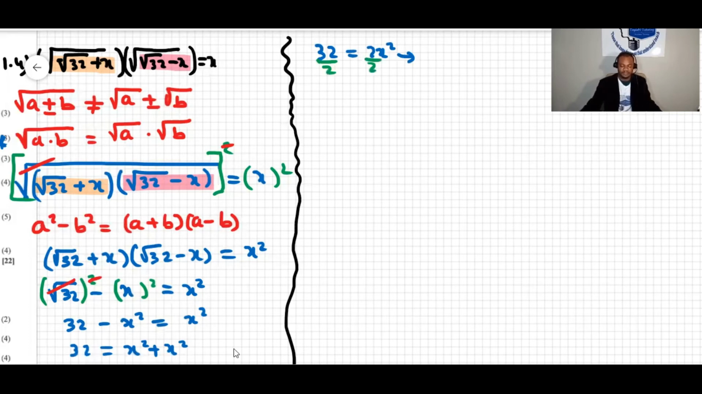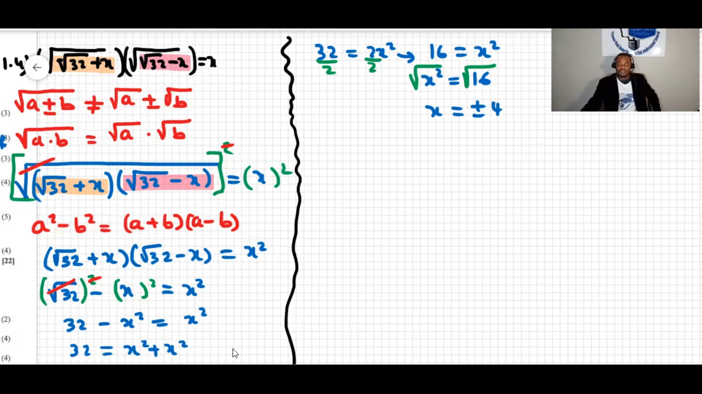that means 16 equal to x squared. I prefer to write the unknown on the left, so it's x squared equal to 16, and then we square root both sides again to get rid of the power of 2, okay? That means x will be equal to plus or minus 4. Now we got the answer here.